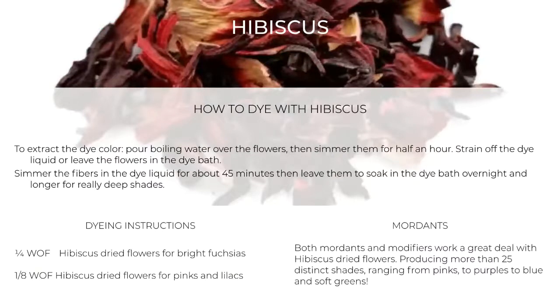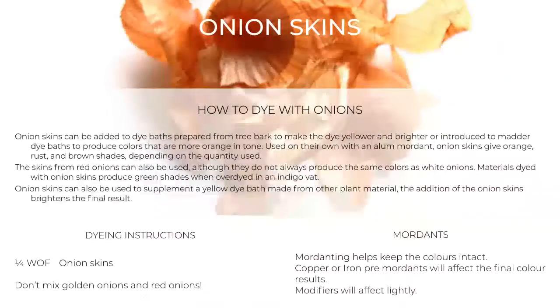Onion skins. This is one that I like very much because it's actually a waste material. And it creates some of the most beautiful golden browns that I've ever seen, especially on silk and on composites of silk and wool. The colors are incredible. They're extremely bright. And if you use a little bit more alum, those colors will really come out.